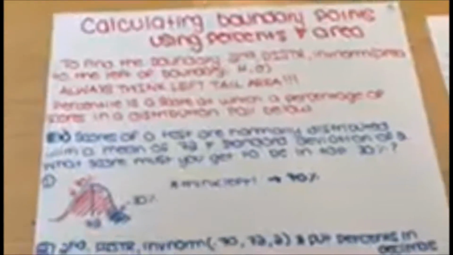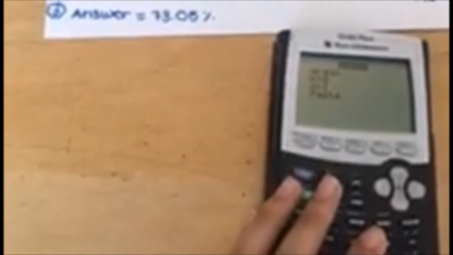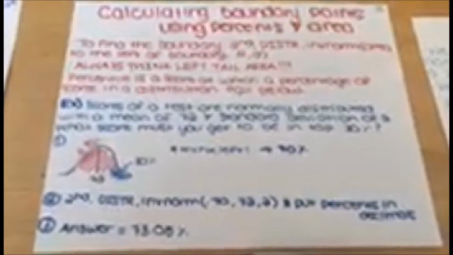Calculating using boundary points and percent and areas. To find the boundary of something, which is the number, you would do second vars, go to inverse norm, and type in your area, mean, and standard deviation. Always think of the left tail area.